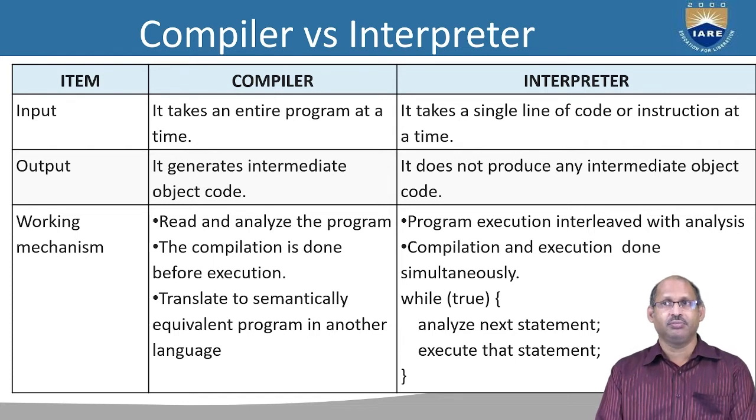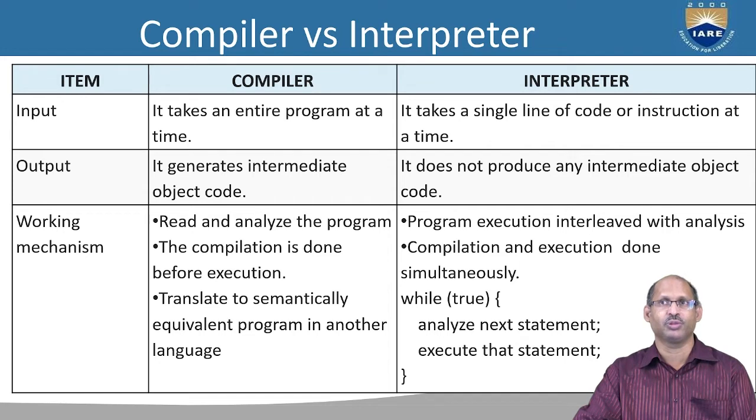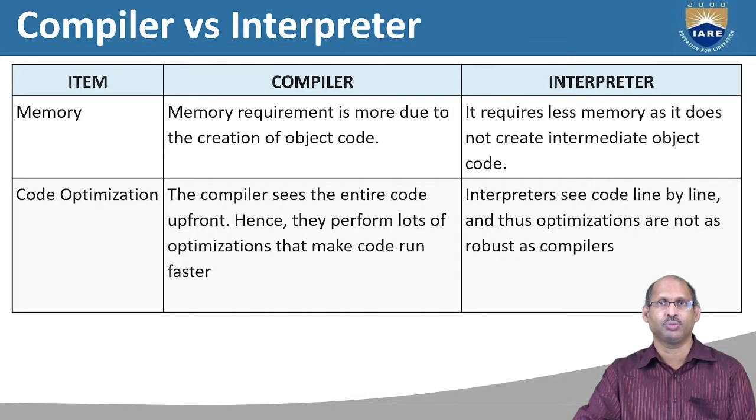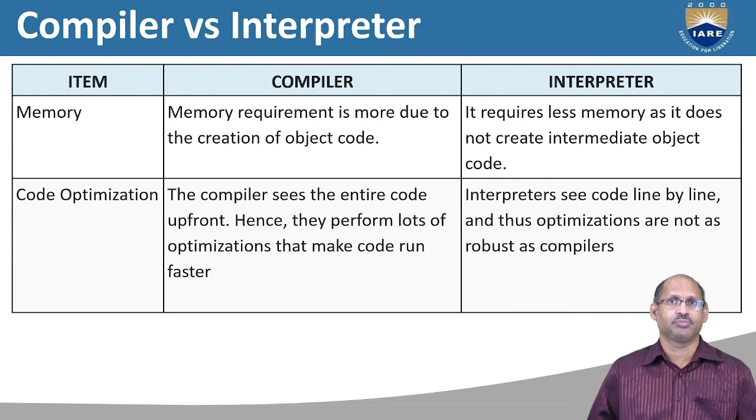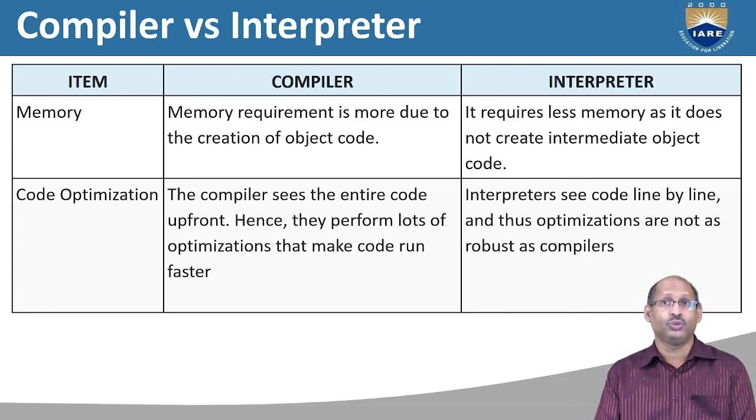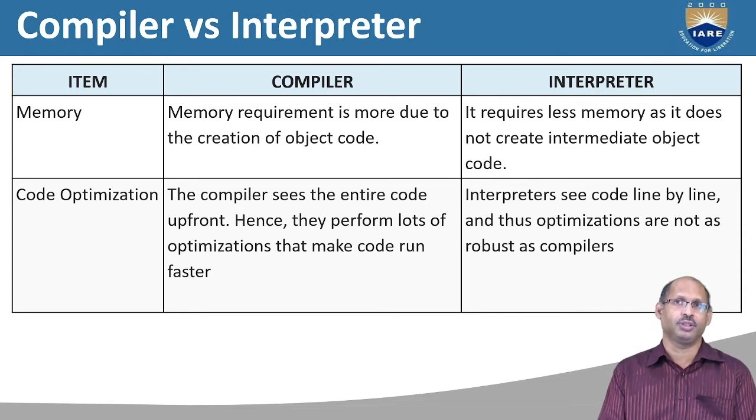But the interpreter will not convert. Simply, it reads, analyzes, and executes the statement. So the interpreter will not convert one form of the source program to another form. Memory: memory requirement is more in the compiler due to the creation of object code.